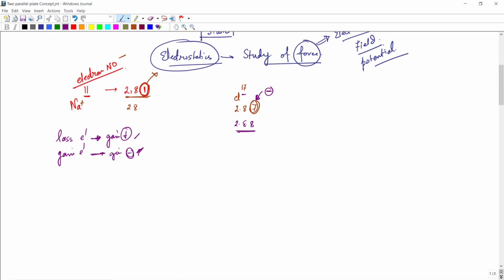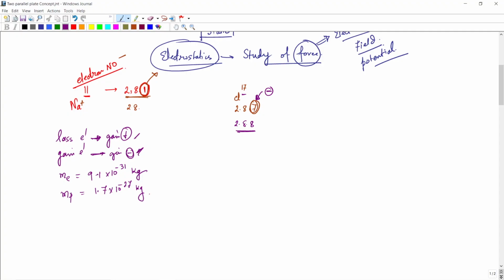Okay, so we know the mass of an electron is very small. The mass of an electron is 9.1 into 10 to the power minus 31 kg. That's very small, that's why we deal with very tiny particles. The mass of a proton is also very small, 1.7 into 10 to the power minus 27 kg. So we see that these are very tiny particles, so here we deal with microparticles.